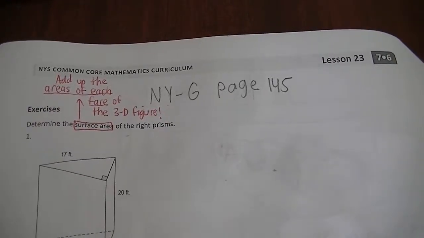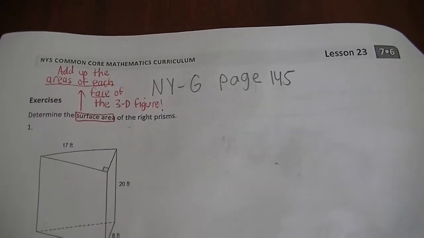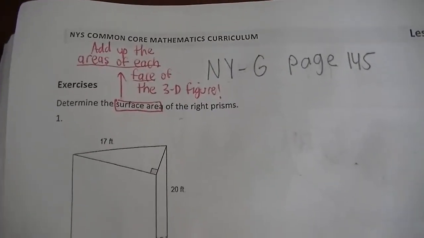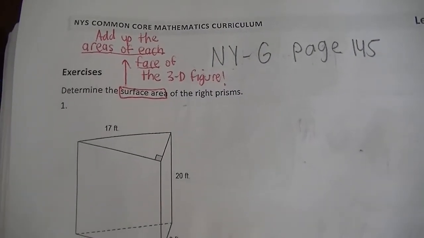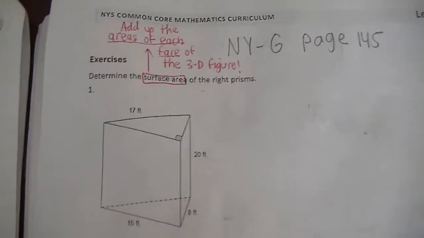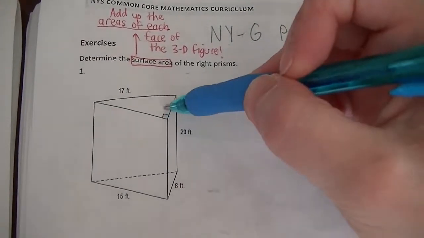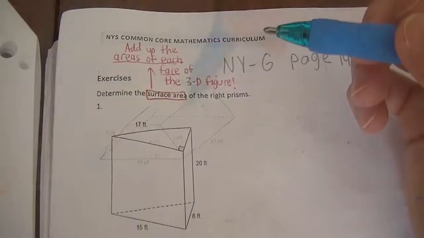This video is going to show you how to complete page 145 out of your math book. It says determine the surface area of the right prisms. And what they mean by right prisms is that they're prisms and they contain a right angle in them, okay?